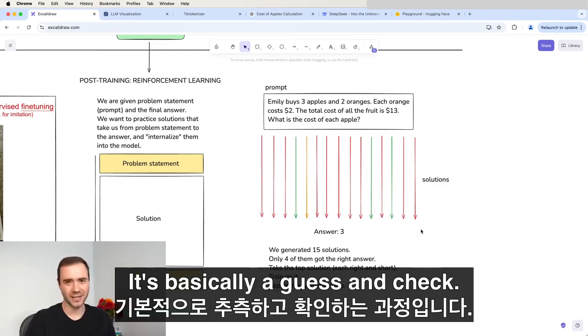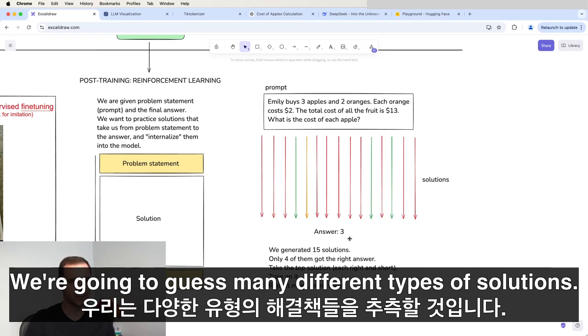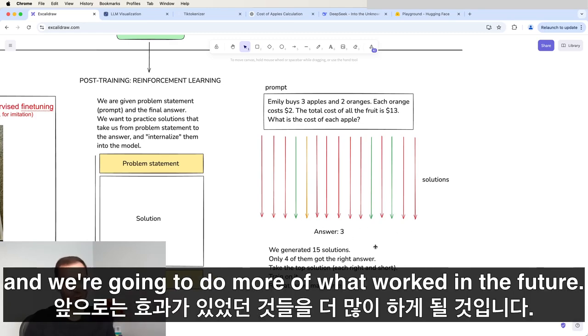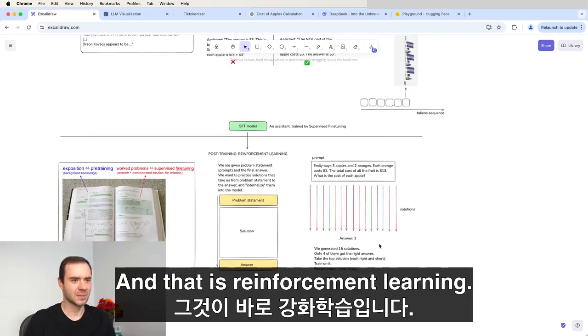It's basically a guess and check. We're going to guess many different types of solutions. We're going to check them, and we're going to do more of what worked in the future. And that is reinforcement learning.